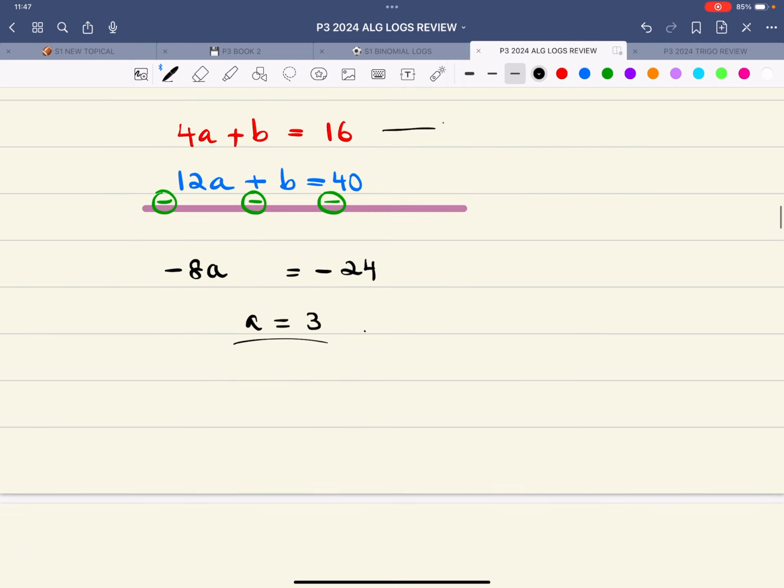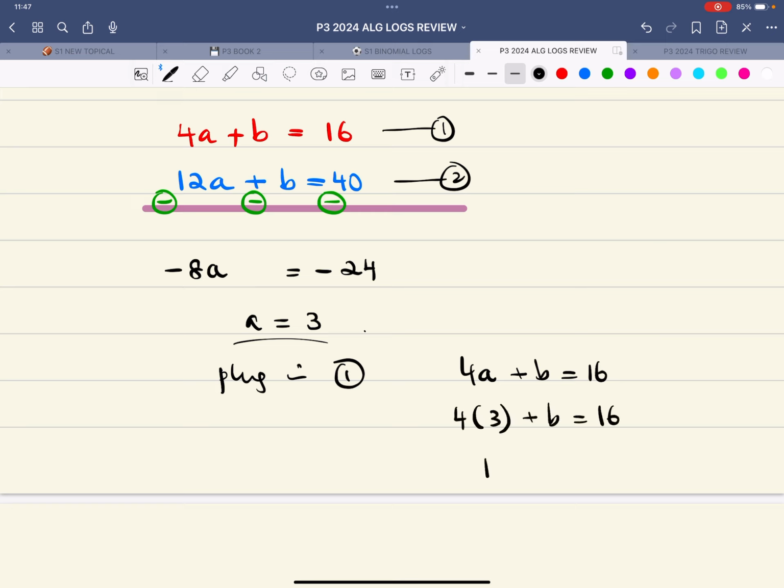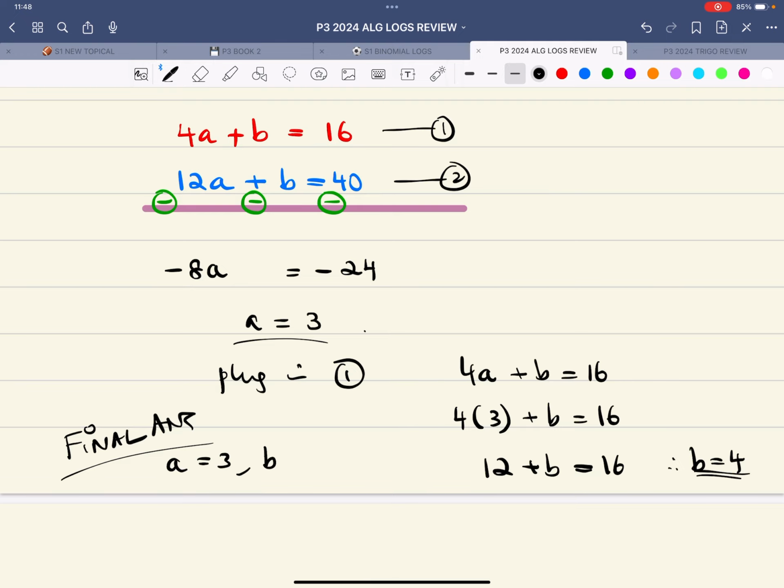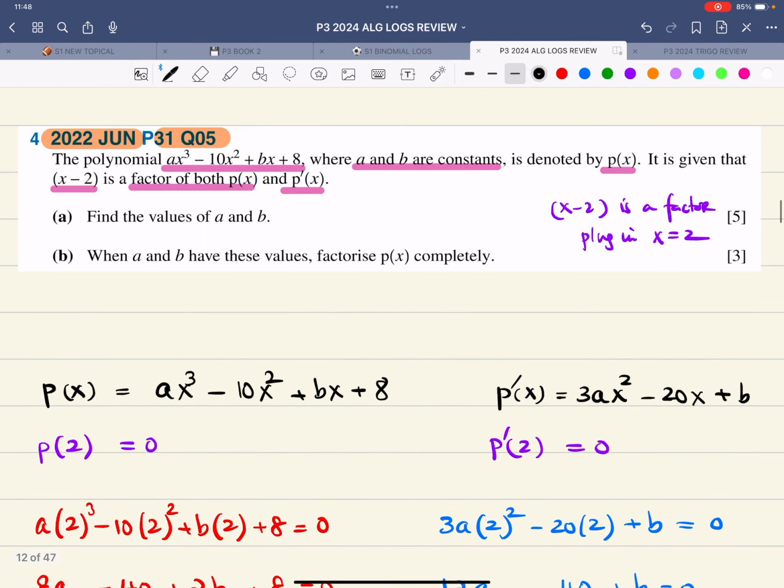Plug in equation number 1. This is 1, this is 2. Plug in equation 1. 4a plus b equals to 16. That is 4 into 3 plus b equals to 16. 12 plus b equals to 16. Therefore, b comes out to be 4. So therefore, make a habit of writing it. That is the final answer. That is a is 3 and b is 4. I think that is part 1, part A.